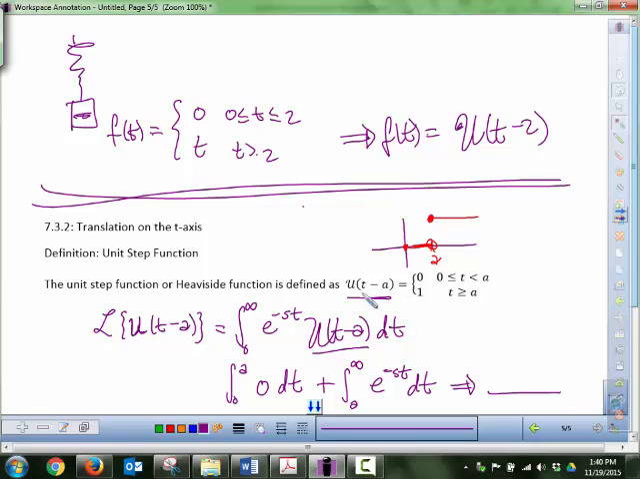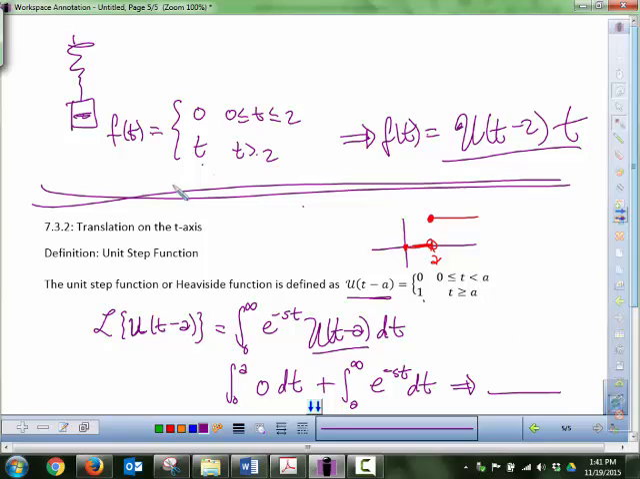So this is my step function defined as u of t minus a, 0 from 0 to a, and then 1 for anything bigger than 2. So if my a is equal to 2, this is a good function for it, but this does not exactly equal this. What do I need to change, or what do I need to do to this? By t, yeah. If I just multiply this by t, 0 times t is 0, and 1 times t is t. And then this would be exactly that function.